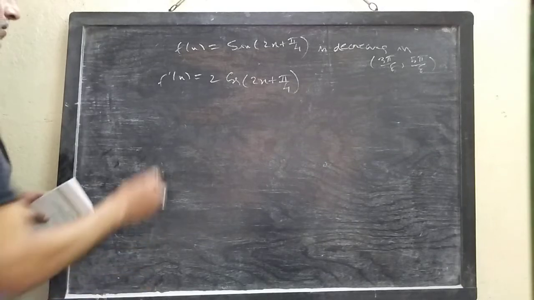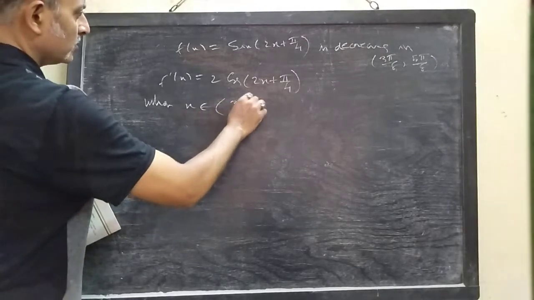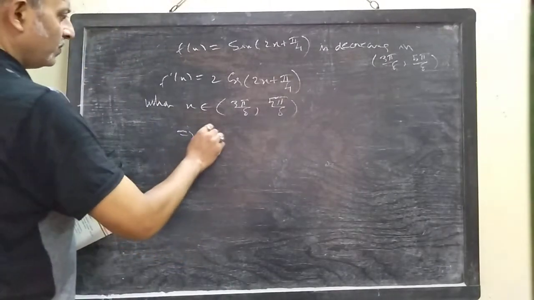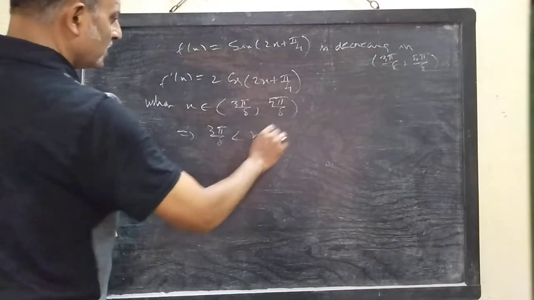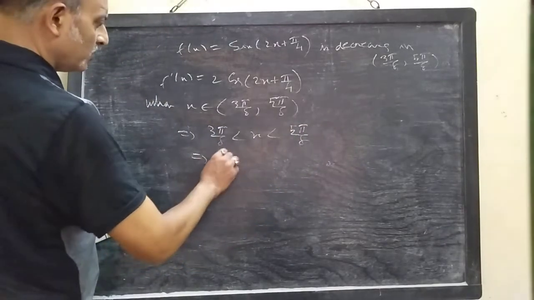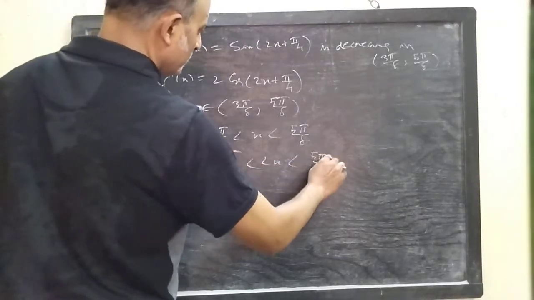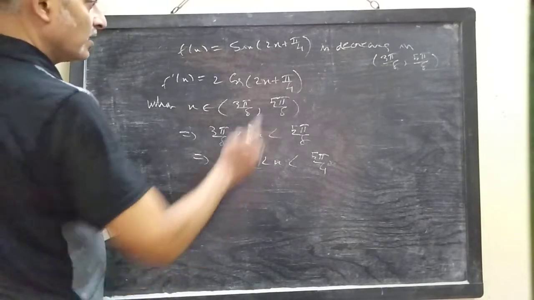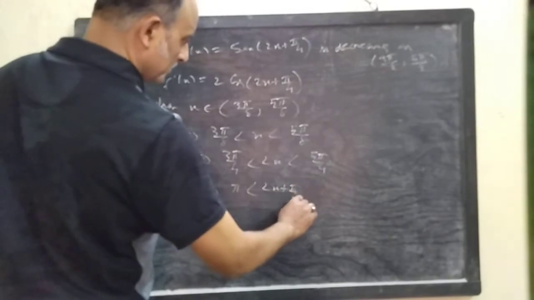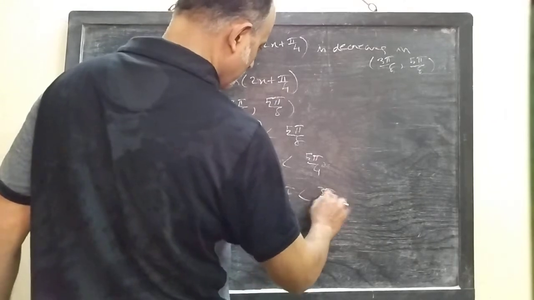Now, when x belongs to 3 pi by 8, 5 pi by 8, that implies x is more than 3 pi by 8 and less than 5 pi by 8. Multiply both sides by 2, you get 3 pi by 4 here, it becomes 5 pi by 4. Add pi by 4, you get pi here, 6 pi by 4, that is 3 pi by 2.